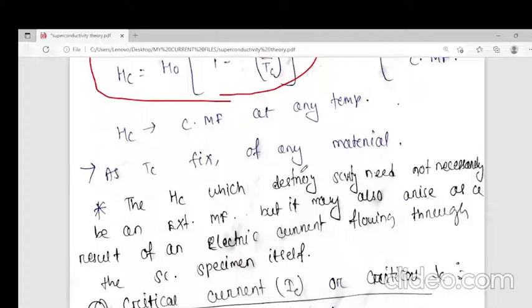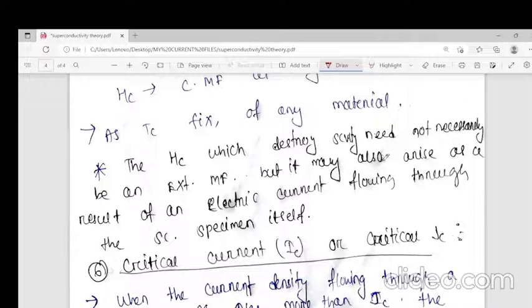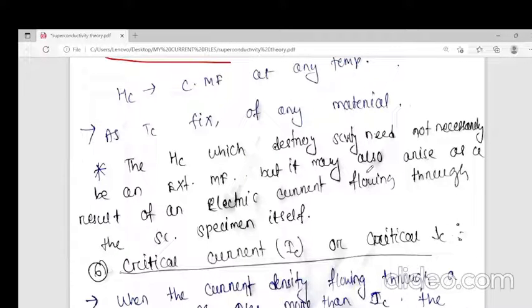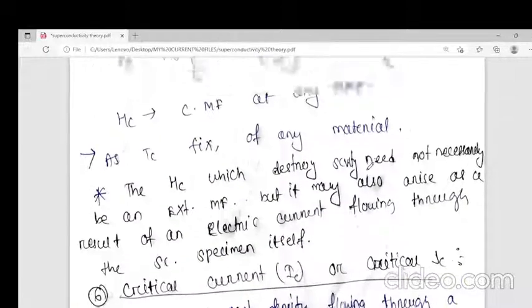The Hc which destroys superconductivity need not necessarily be an external magnetic field, but may also arise as a result of an electric current flowing through the superconducting specimen itself. That means the magnetic field trying to destroy the superconducting state may not be external, but can be its own magnetic field. This happens because if we increase the critical current, it also forms a magnetic field which also increases, and in this way it can vanish the superconducting state. The next property, let's see in the next video. Thank you.